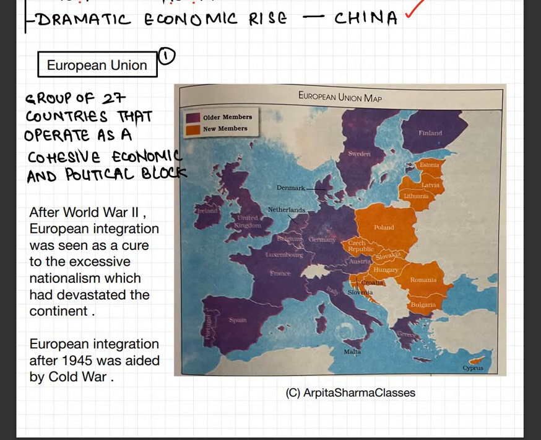First we see European Union. We know that this particular map is of European Union. जितने भी आपके purplish हैं, ये हैं older members. और जितने भी oranges हैं ये आपको दिखाते हैं new members which have been added to the European Union. So basically there are 27 countries which are a part of European Union and they basically operate as an economic and political bloc. That means all these countries are operating and working together in two spheres, both the economic and the political sphere.